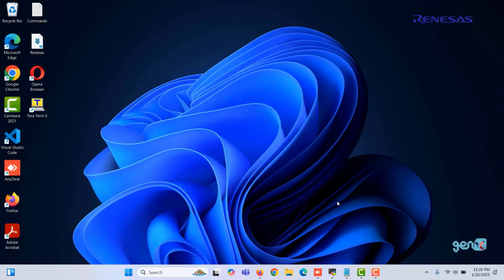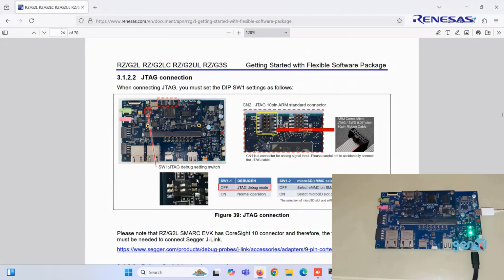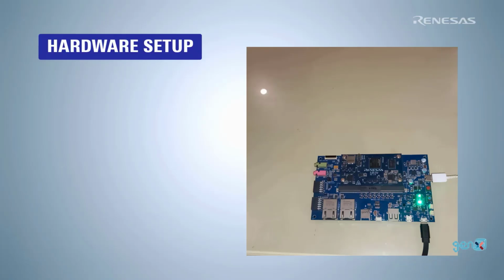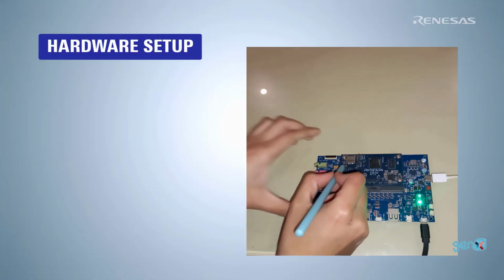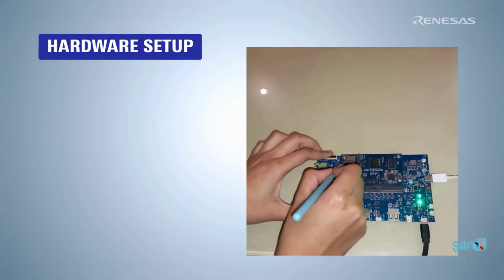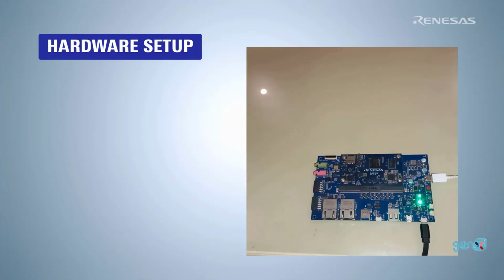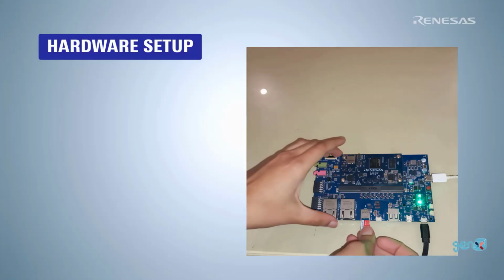To run the program, we will now set up the hardware. To begin with, set the board to debug mode. For this, we will set the pin 1 of switch 1 to off to enable it in JTAG debug mode, which is this pin. Insert the SD card containing the VIC image onto the SD card slot on the carrier board.